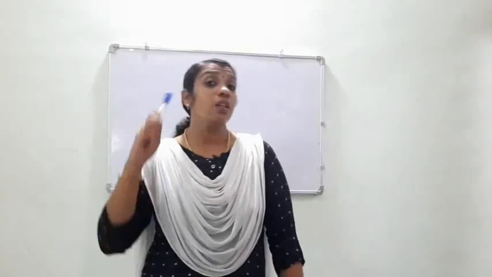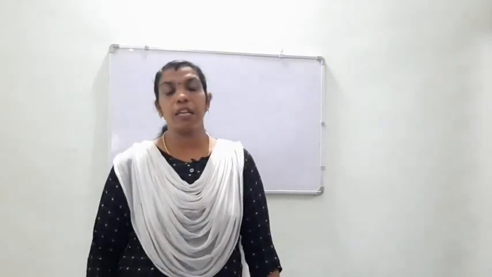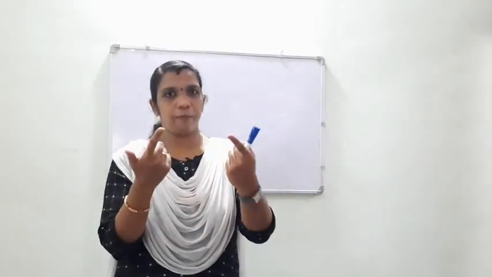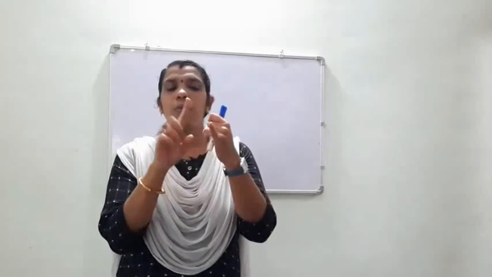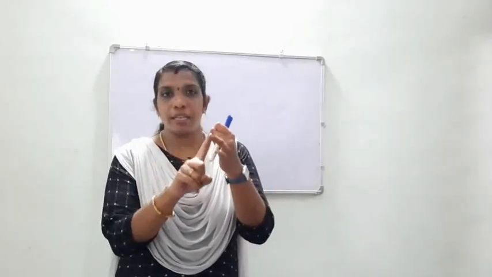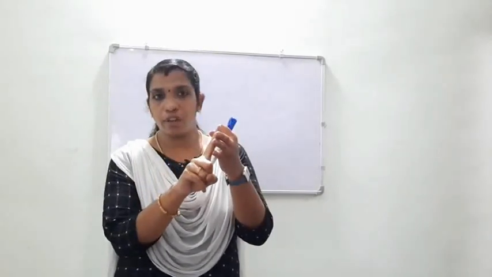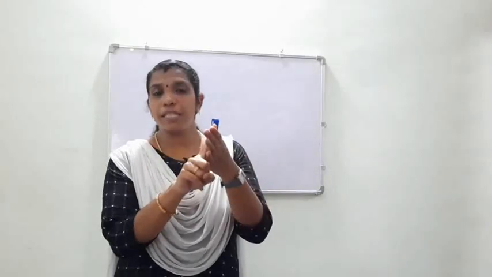Okay, next is the occipital lobe. What is the occipital lobe? It is concerned with vision. You understand? Frontal, motor; parietal, sensory; temporal, auditory; and occipital, vision.